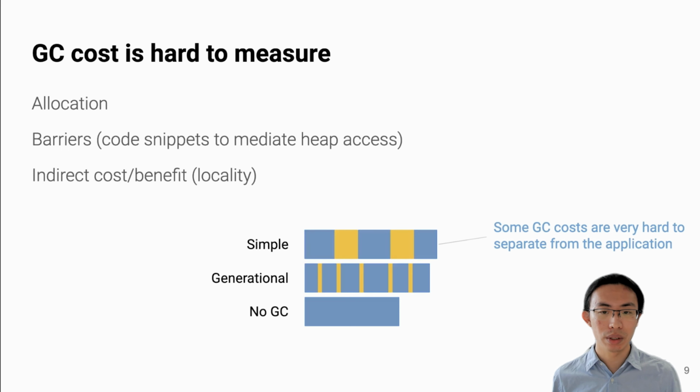Apart from these direct costs, GC can also have indirect costs. For example, after the GC finishes, the application will resume with a cold cache, and that slows things down. GC can also bring indirect benefits. For example, GC can move objects around to reduce heap fragmentation and improve the spatial locality of the application. Things get even trickier when a GC runs concurrently with the application because of the contention of hardware resources and so on.